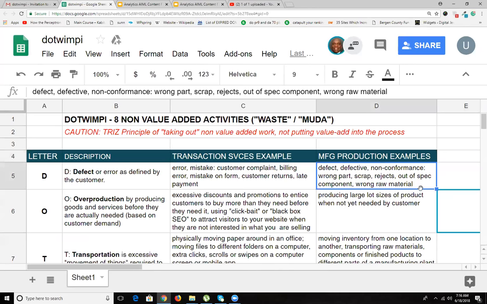You got to scroll over, Umer, you can't see it. Scroll over further, and it could be a wrong component, it could be missing material, it could be wrong incoming product or out of spec product.